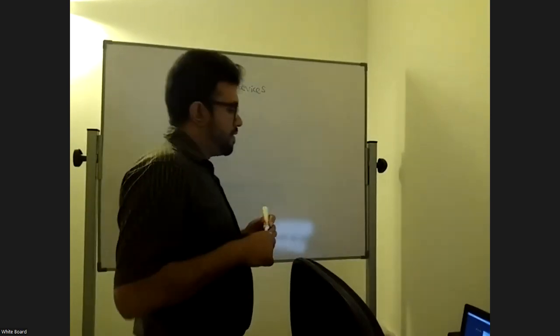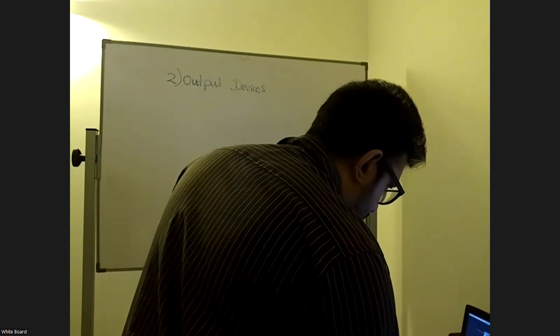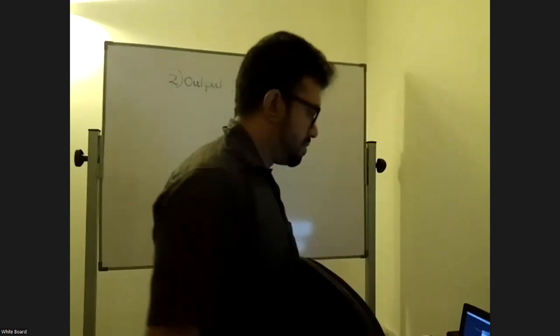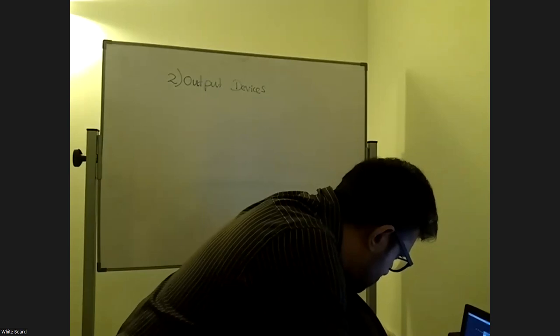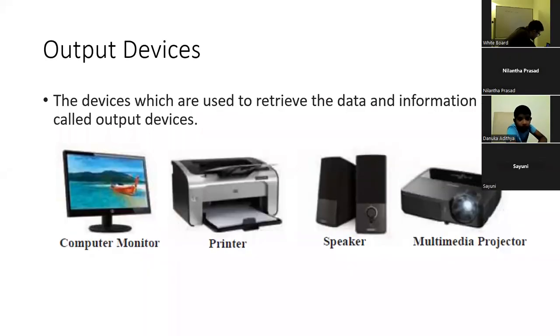Output devices. Write down output devices. You can see some output devices here. So input devices mean you give some data into the computer: microphone, keyboard, mouse, barcode scanner, webcam, and scanner. All these are input devices.